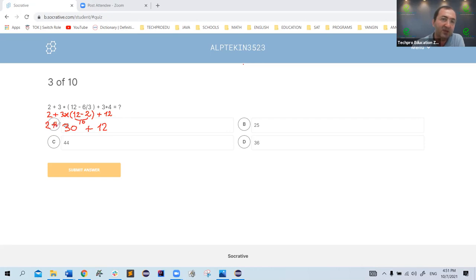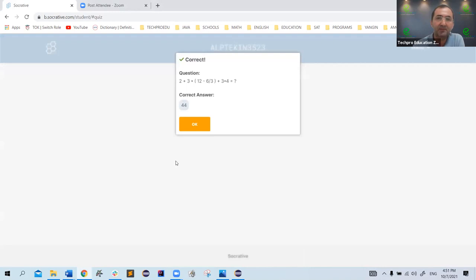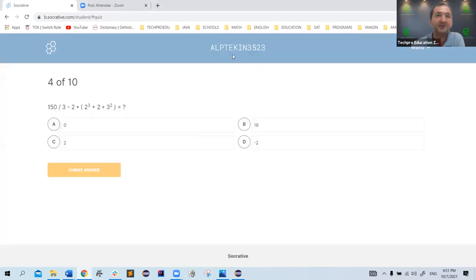Now look at, we don't have any multiplication or division operation, just addition left. 2 plus 30 plus 12, how much? 32, 42, 44. The correct answer is 44. Okay, another one.